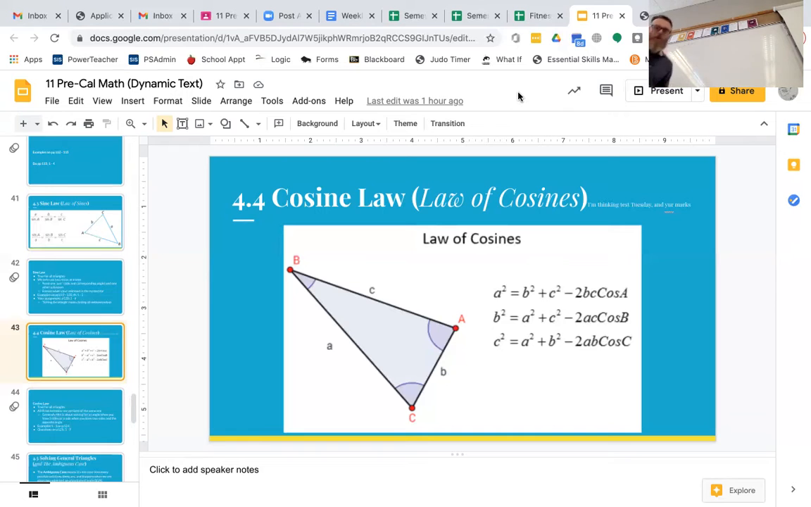Good to go. So cosine law, I'll just draw what's on my page. There's a triangle. This is capital A, capital C, capital B, which means this will be little a, little b, little c.